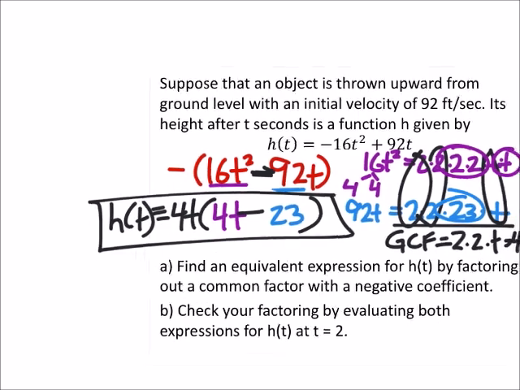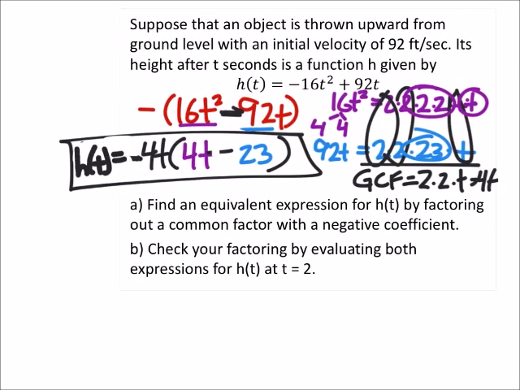So it's not going to go back to 4t plus? Really good question. If I wanted to distribute this negative 4t into the parentheses, then, just to check, I should get that same expression that we started with.